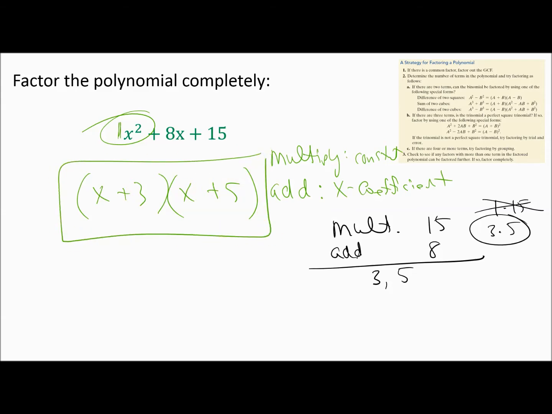Now you know, just like all the other factoring problems, you can check this. I could say x times x is x squared, x times 5 is 5x, 3 times x is 3x, and 3 times 5 is 15. Notice we're not finished with our check. You can add like terms there in the middle. And notice I got my original problem back. So this factoring is correct. Okay, so again, if you have a leading coefficient of 1, then you multiply to be the constant term and you add to be the middle term.